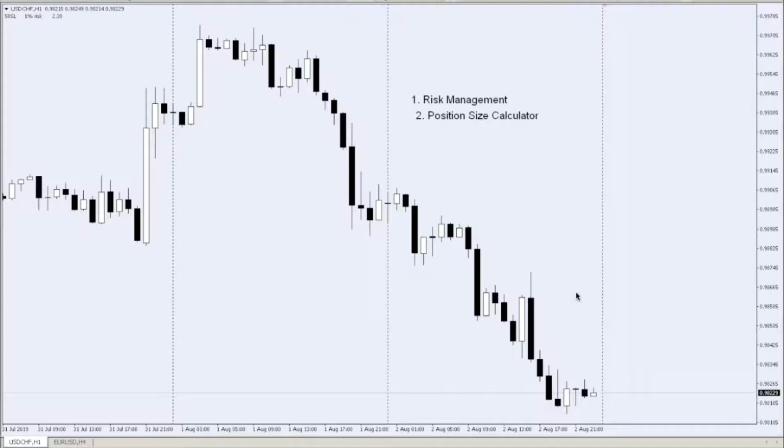Today, I'd like to film a short video just for you to understand two things. Number one, I'd like to talk about risk management. And number two, we want to give you a MetaTrader 4 indicator to calculate your position size.